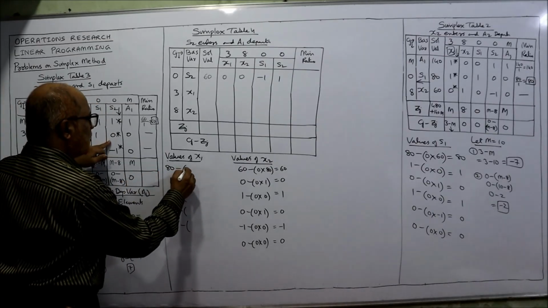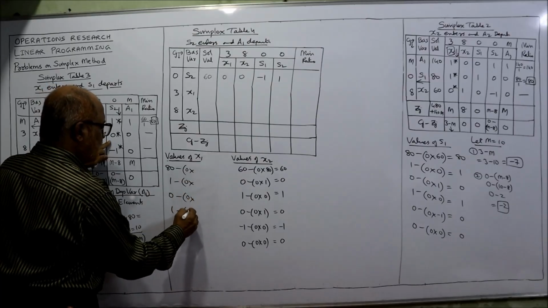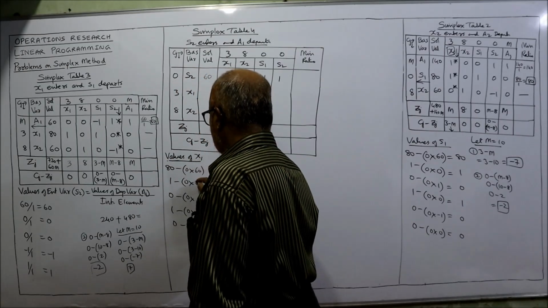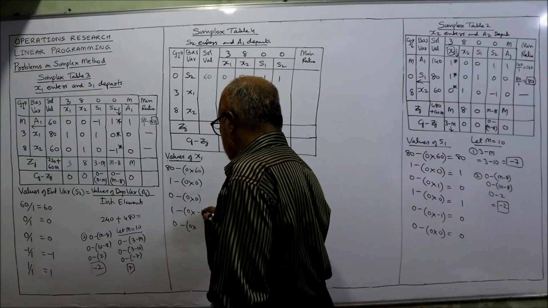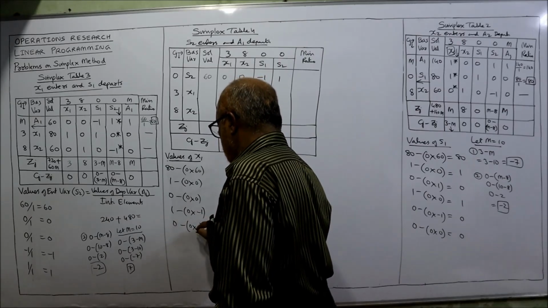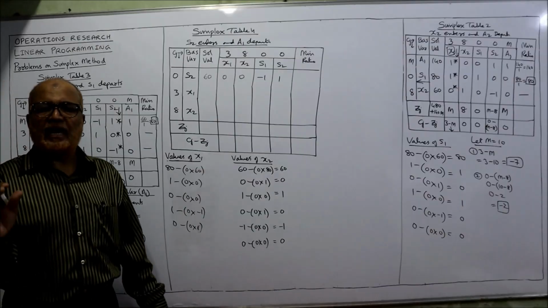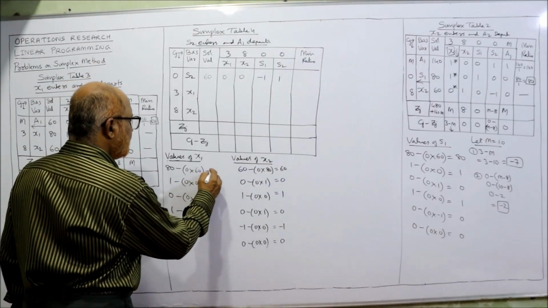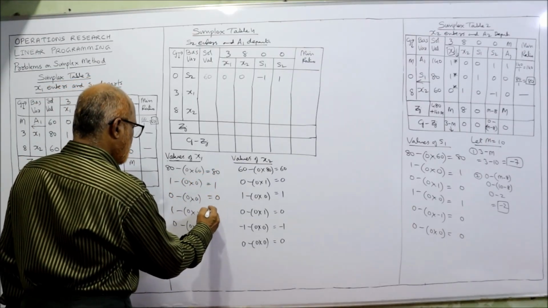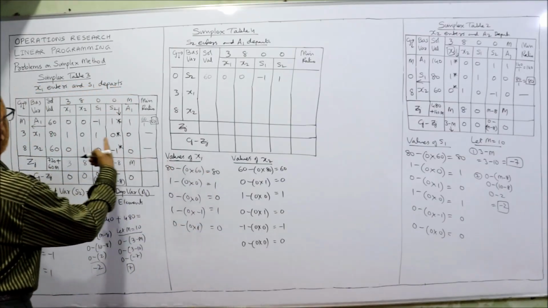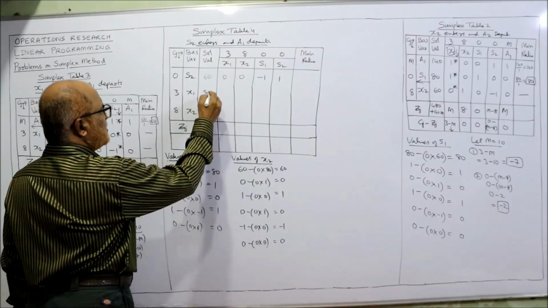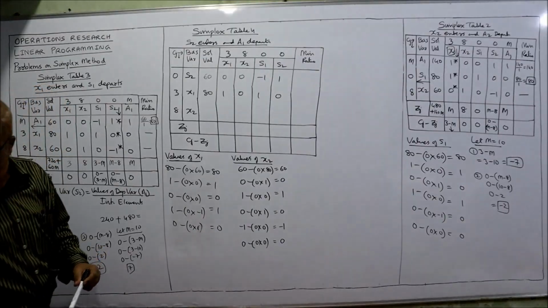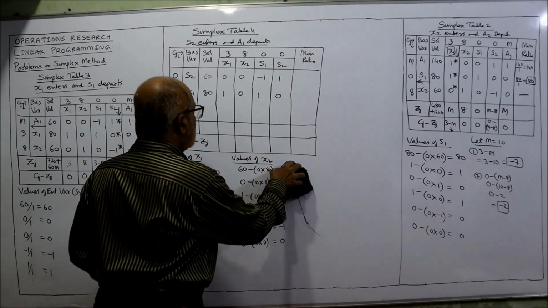It is 0. So 0 into the values of the entering variable, which are 60, 0, 0, minus 1 and 1. When anything is multiplied by 0, it will be 0. So the same values will remain: 80, 1, 0, 1, 0. So here the X1 values are 80, 1, 0, 1, 0. That's all.